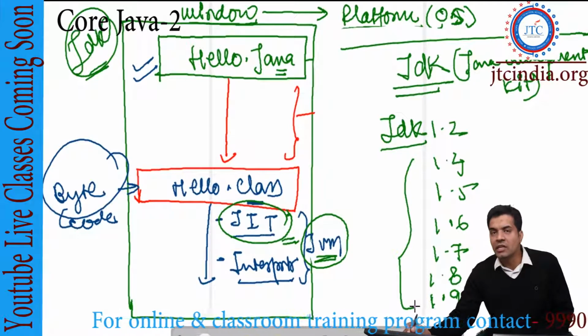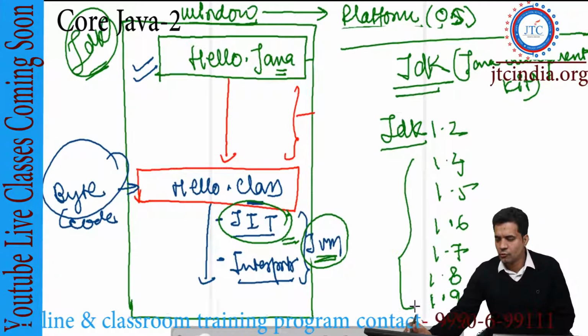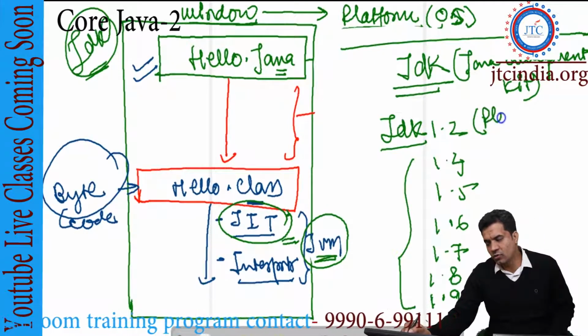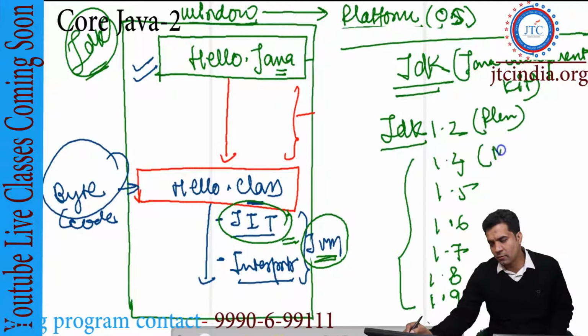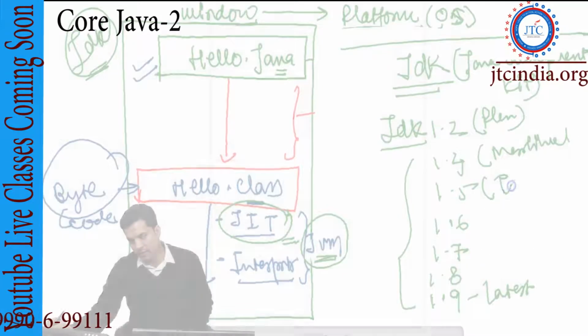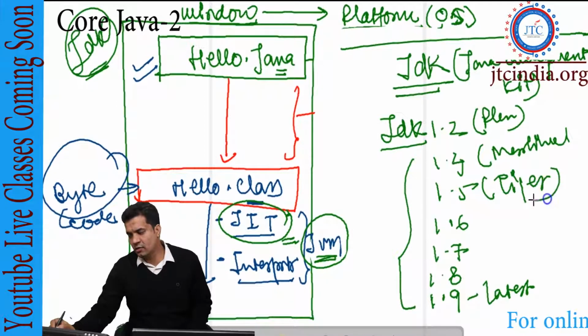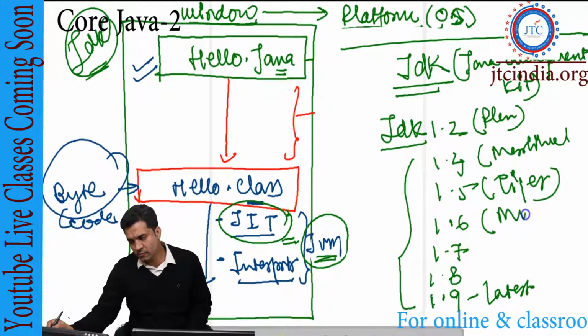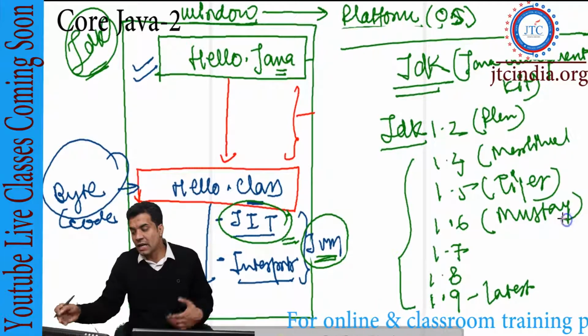These all have some release names also. It's Playground, Merlin, right? Again, JDK 1.5 is Tiger, 1.6 is Mustang. With some name it is being added.